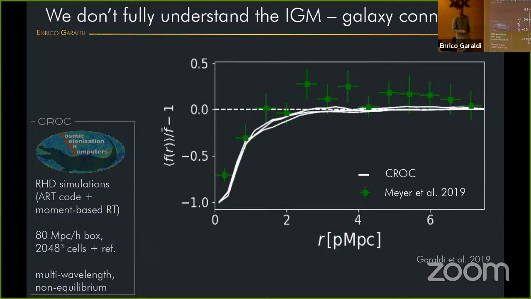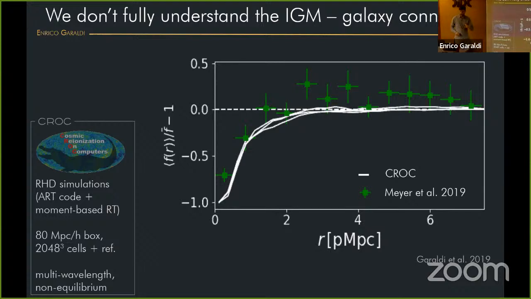Now, again, I'm a simulator, so I turn to simulation to see if we could reproduce the same. And this is what I'm showing here with the three white lines from three different runs of the CROC, Cosmic Reionization On Computers, simulation. I'm not going into the details because they are not the main focus of this talk, but let me just mention these were at the time, 3 years ago at least, and maybe even today, among the most comprehensive and advanced simulations of cosmic reionization. But as you can see here, there is no trace of this excess.